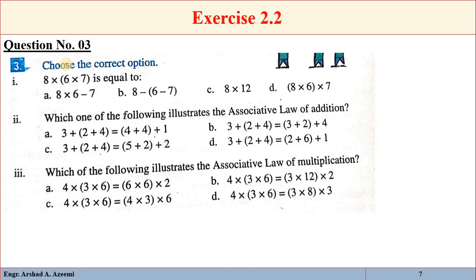Question number 3, choose the correct option. 8 multiplied by 6 multiplied by 7, from this we can say it is the associative property with respect to multiplication, so it will be equal to this one. So option D. Which one of the following illustrates the associative law of addition? See here we have 3 plus 2 plus 4, 3 plus 2 plus 4, so this illustrates the associative law of addition. Which of the following illustrates the associative law of multiplication? This is 4 multiplied by 3 multiplied by 6 and 4 multiplied by 3 and 2 multiplied by 6. So this illustrates the associative law of multiplication.